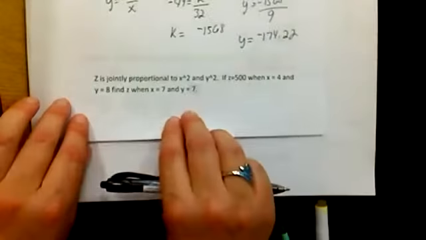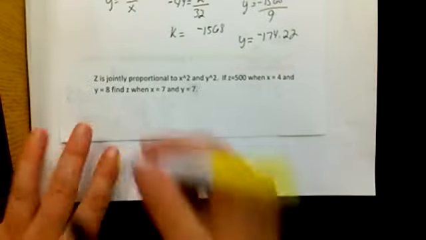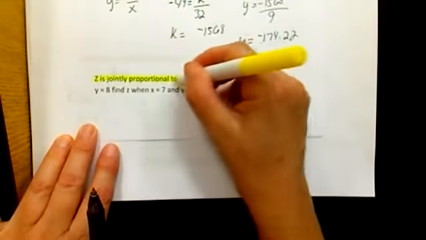And then we got another one on here that's a jointly. So let's take a look at that one. It says z is jointly proportional to x squared and y squared. If z equals 500 when x equals 4 and y equals 8, find z when x equals 7 and y equals 7. So we first need to, again, get my formula.